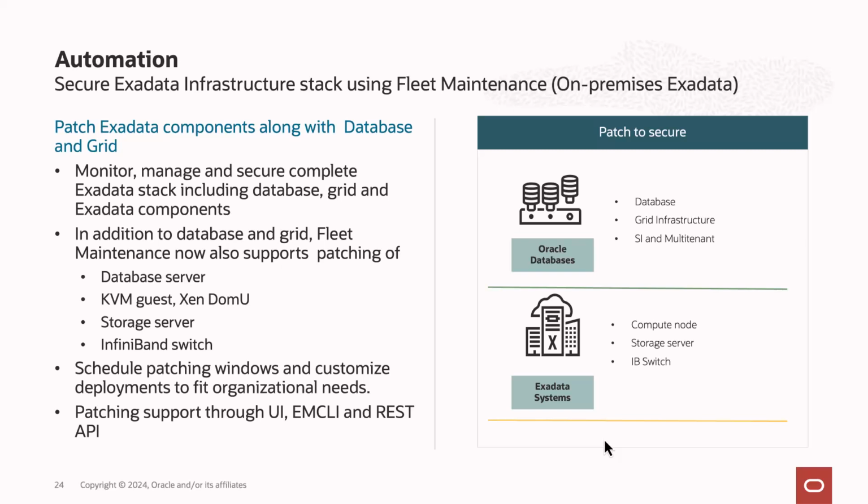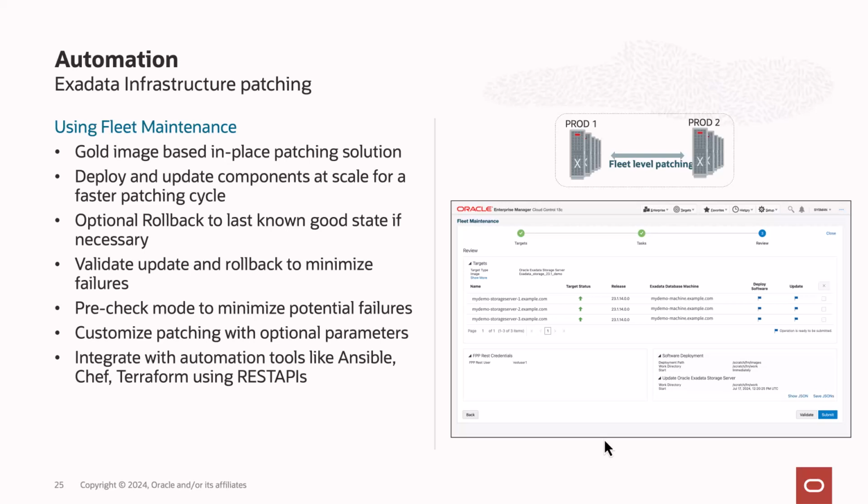Another important thing is that it is a fully automated process, which will minimize human errors and can be scheduled during patching windows that minimize downtime and fit into desired maintenance windows. The infrastructure patching is based on in-place patching using gold images. It is possible to deploy and update at scale by running upgrades on several Exadatas in parallel.